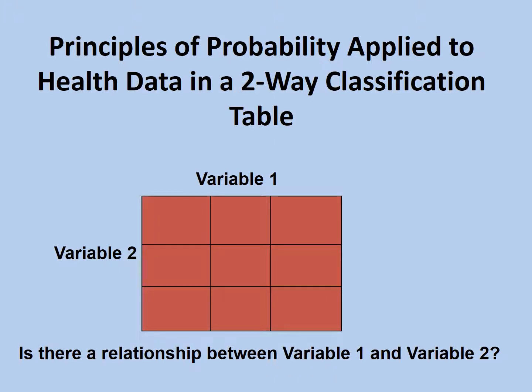This presentation describes and illustrates the basic principles of probability as applied to health data that are arrayed within a two-way classification table. A two-way table is formed by categorizing two variables, say variable 1 and variable 2, and then combining categories of each variable to form the cells of the table. We often wish to use such data to determine to what extent, if any, there is a relationship between the two variables.